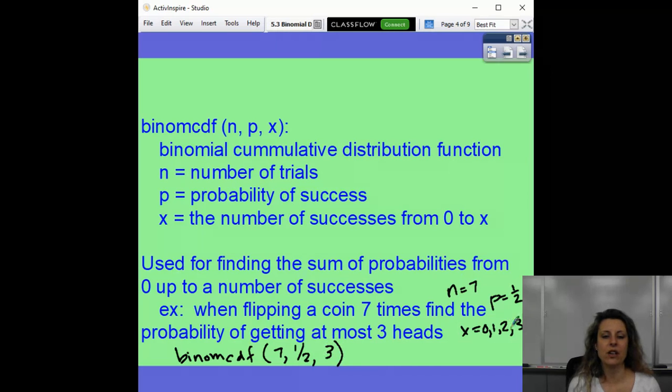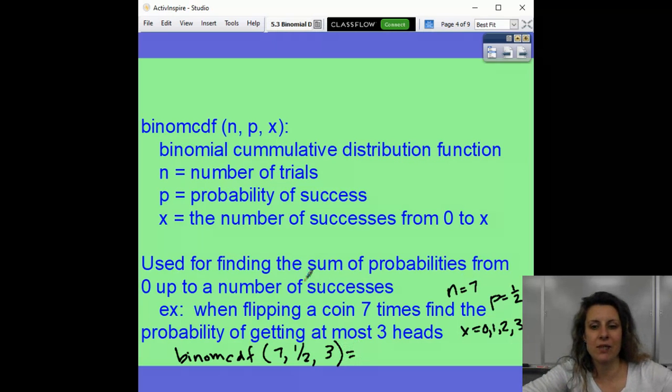The calculator is going to automatically find the probability of 0 and add it on to the probability of 1, plus the probability of 2, plus the probability of 3. So it's going to add all of those probabilities together for me so I don't have to do it 4 different times and then add those probabilities manually. Okay, so the calculator function can really save us some time.